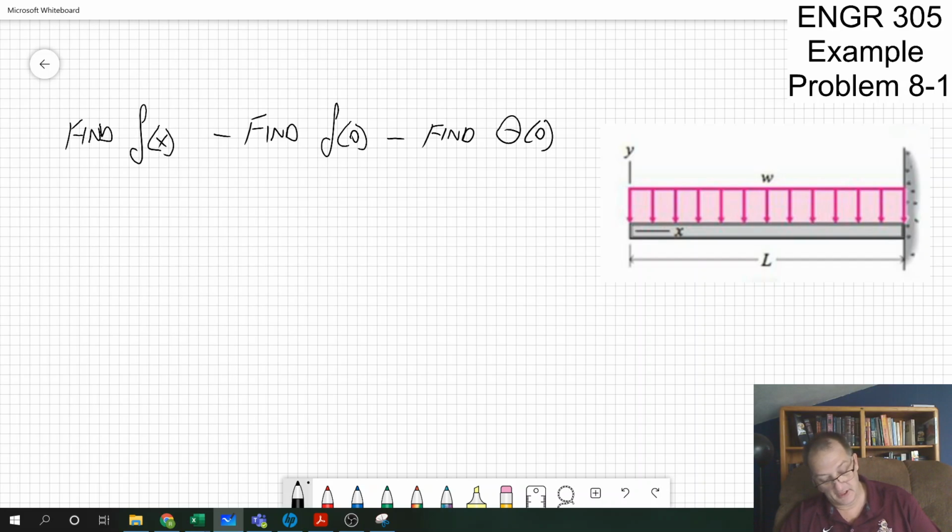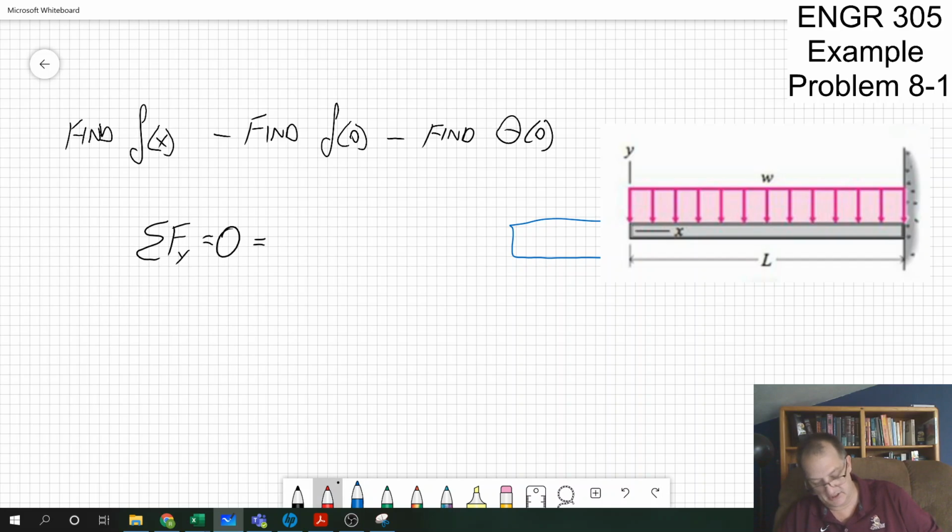The first thing I'm going to solve is the sum of the forces in the y direction equal to 0. My beam segment is going to look like this, and I'm going to cut it there, and at that point I'm going to put my shear and my moment on it. All right, and that has a distributed load.